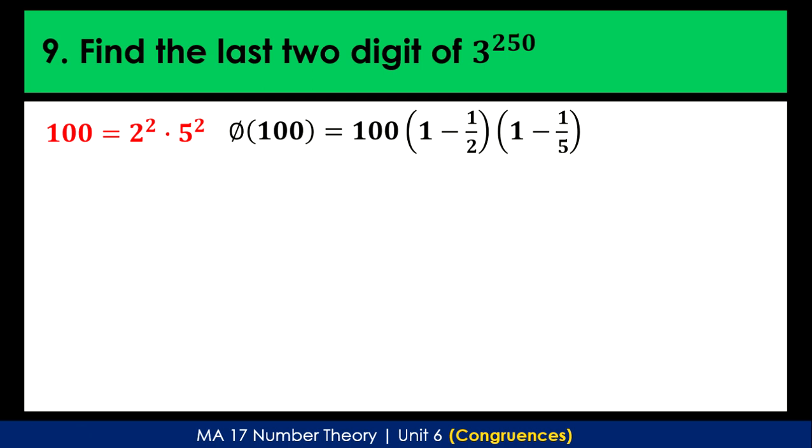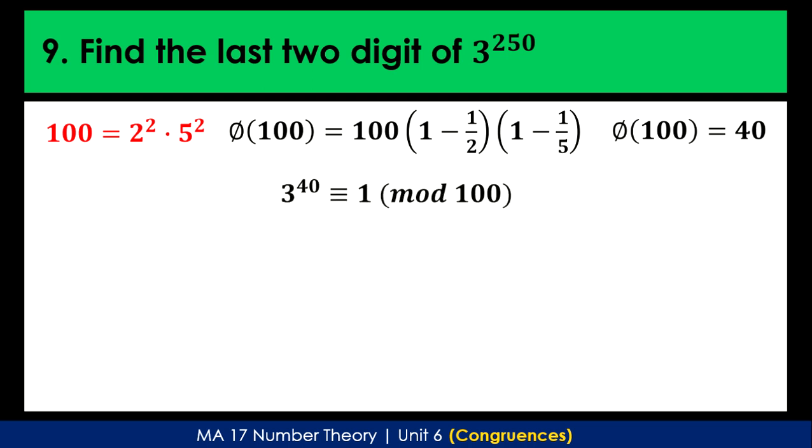So we have 100 times the quantity of 1 minus 1 half times the quantity of 1 minus 1 fifth. If we simplify that, that is 40. We're going to utilize that 40 as our exponent. So 3 raised to 40 is congruent to 1 modulo 100.